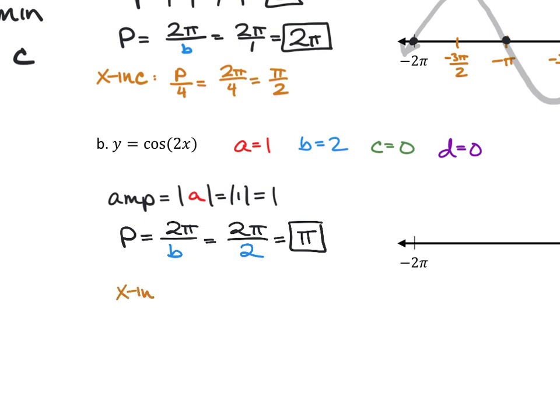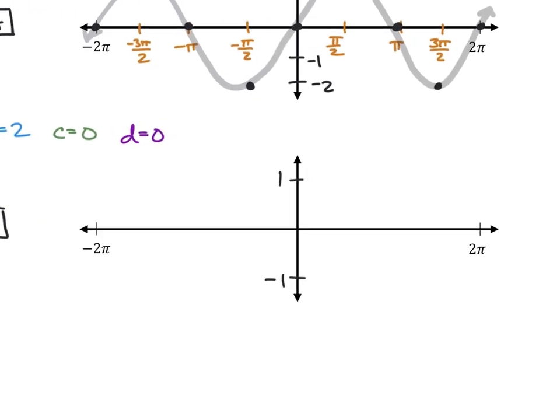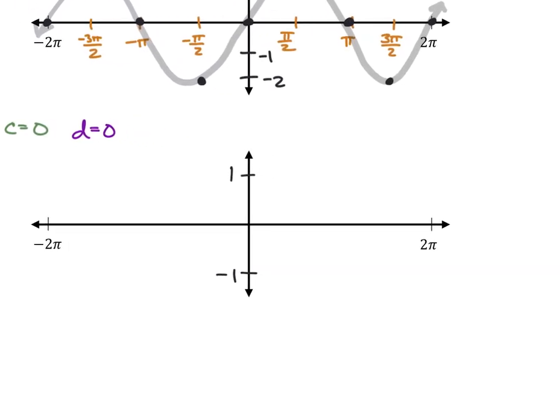To graph it, we find our x increment every time. X increment is just your period divided by 4, which is going to be pi, that we just found, divided by 4. That means when I label my graph, I want to label every pi over 4 distance, all the way from -2 pi to 2 pi, because it will allow me to follow the pattern. Okay. Put your pencils down for a second and just watch what I do, because this is weird if you're thinking too hard while I do it.